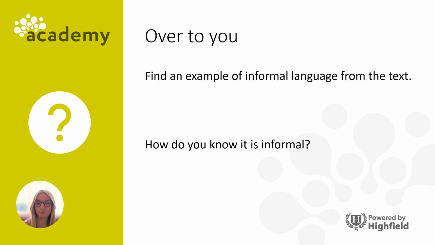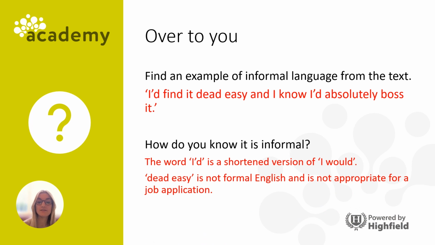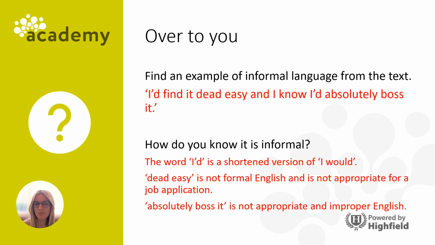So here are some answers that you could have written down, but there may be other examples that you could have used too. So find an example of informal language from the text. I'd find it dead easy and I know I'd absolutely boss it. Now, how do we know it's informal? The word I'd is a shortened version of I would, or you could have said dead easy is not formal English and is not appropriate for a job application. Or even absolutely boss it is not appropriate and improper language.